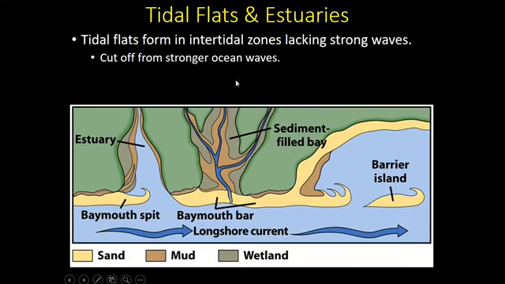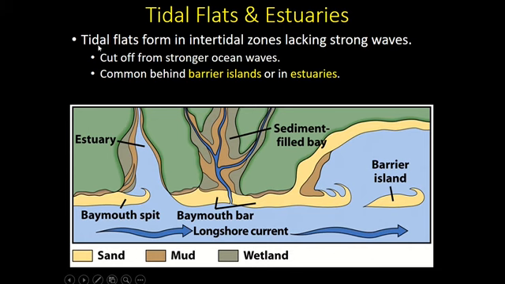Okay, I did want to mention tidal flats very quickly. So in regions, for example, that are cut off from stronger ocean waves, like for example this lagoon behind the barrier island, this estuary here, an estuary is basically a submerged river valley filled with water. This area is protected from open ocean waves. So behind barrier islands or estuaries, we get really, really slow water. Water's not moving very fast.